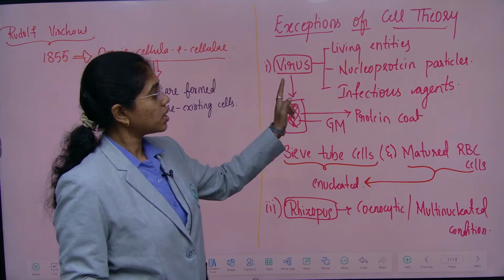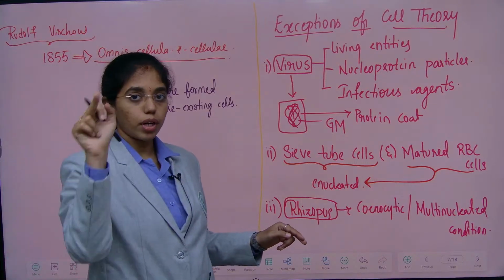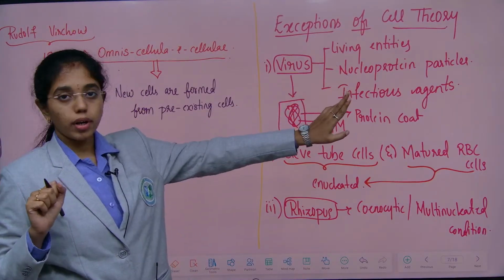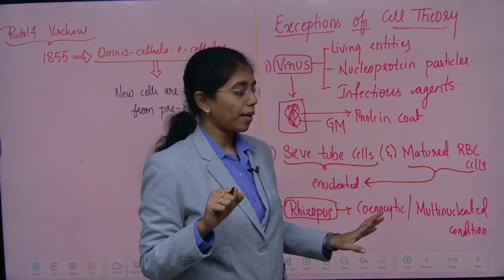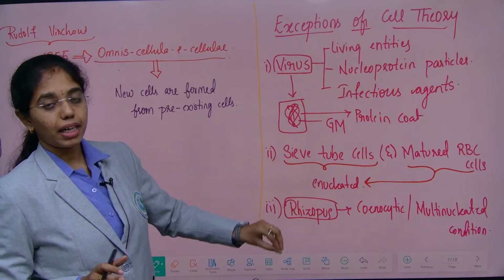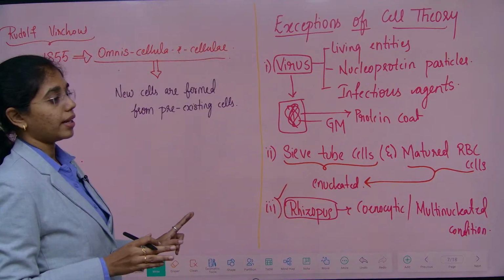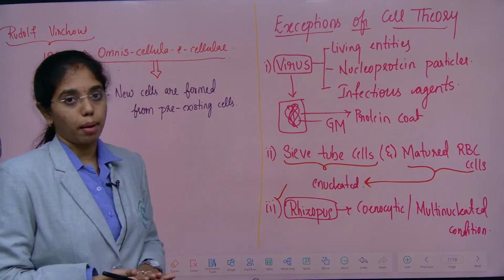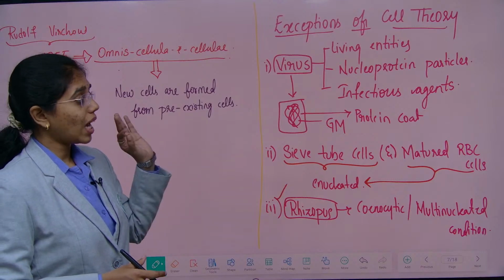First, viruses. To viruses cell theory is not applicable because it just has a genetic material surrounded by a protein coat. These are addressed as living entities, nucleoprotein particles and infectious agents. Sieve tube cells and matured RBC cells are enucleated. Rhizopus is cenocytic and multinucleated. As it has more than a single nucleus, to this also cell theory is not applicable. Got it right? So, these are the exceptions of cell theory which are very important.